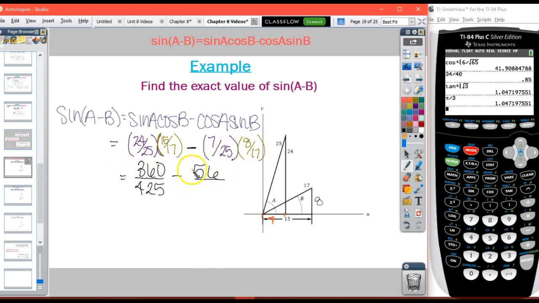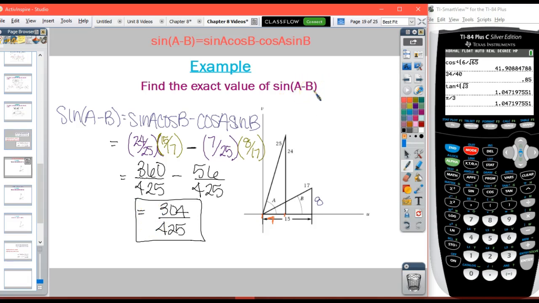We're going to have the same exact denominator, which makes this very convenient since we're about to subtract the two fractions. We have no work to find a common denominator. 360 minus 56 will give us 304 over 425. It's not a pretty number, but it is our exact ratio for the sine of angle A minus angle B.